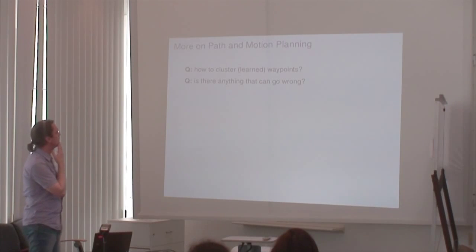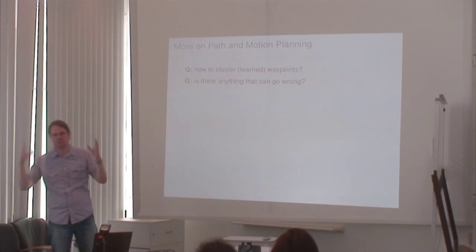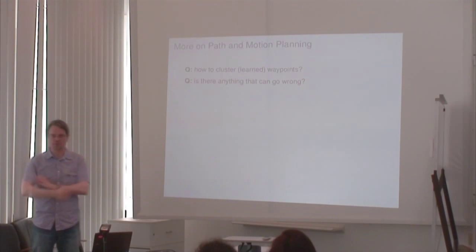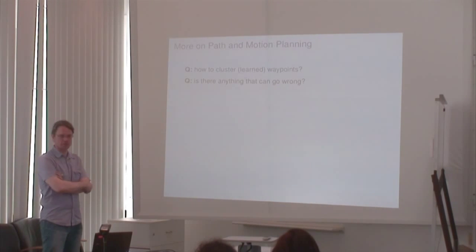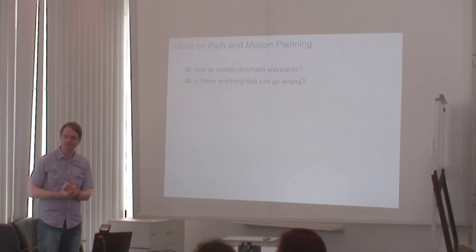I mean, how to cluster? It doesn't have to be learned, it can be there anyway, like could have been provided by a human game designer. How to cluster waypoints? Is there anything that can go wrong? The obstacles. Obstacles, yeah. If there's an obstacle and there's a way around it, then the cluster, the obstacle would be the waypoint.